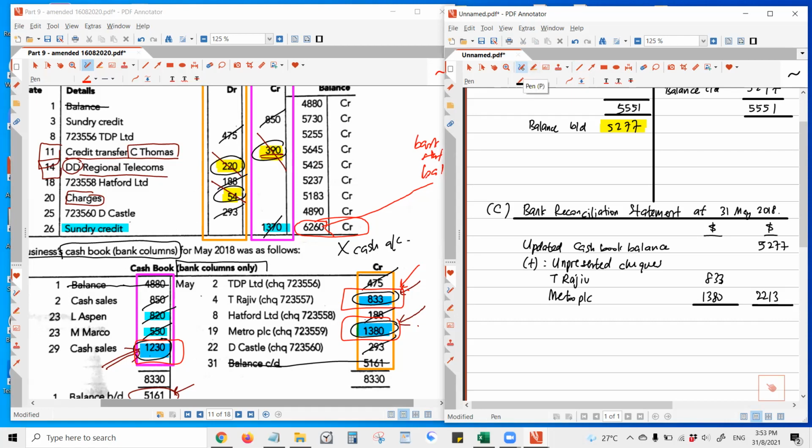Okay, I wait for you. Then you tell me after you have added what number you get next. 7490. Yeah, correct. 7490. Okay, let's write that figure there.